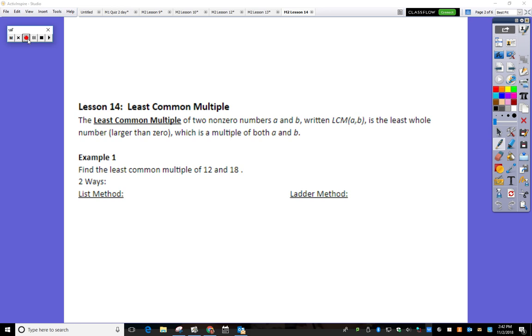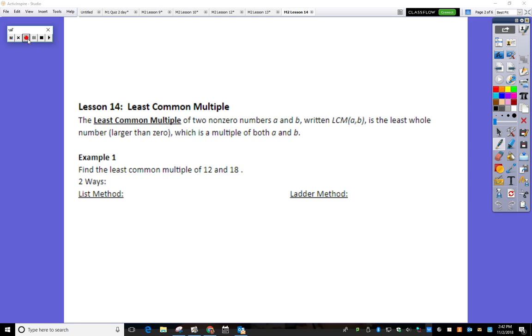In Lesson 14, we're going to be looking at the least common multiple. The least common multiple of two non-zero numbers, A and B, written LCM, is the least whole number larger than 0. That's important. 0 is a multiple of every number, which is a multiple of both A and B. So, kind of a crazy worded definition. We're going to see what it looks like.